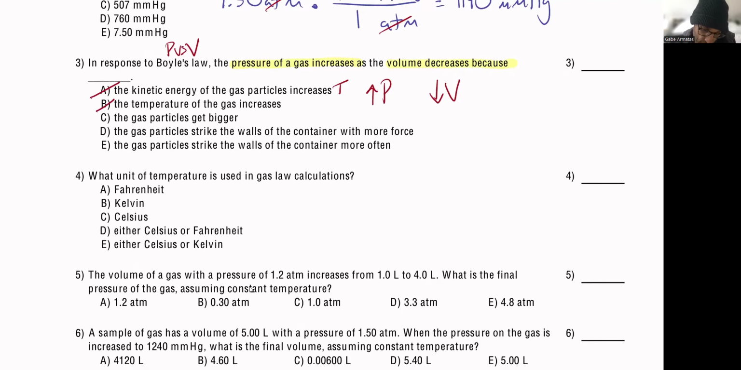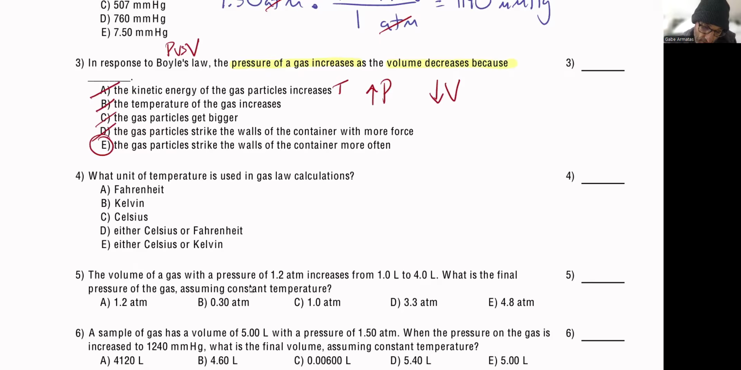The gas particles get bigger. There's nothing that would change the size of the gas particles, not to mention the gas particles themselves are kind of minuscule in comparison to the amount of volume that takes up, so we don't see bigger gas particles. The gas particles strike the walls of the container with more force. In order to do that, they would need to be moving faster. So that would be a temperature thing. They're not moving faster in order to hit with more force, so we would ignore that.